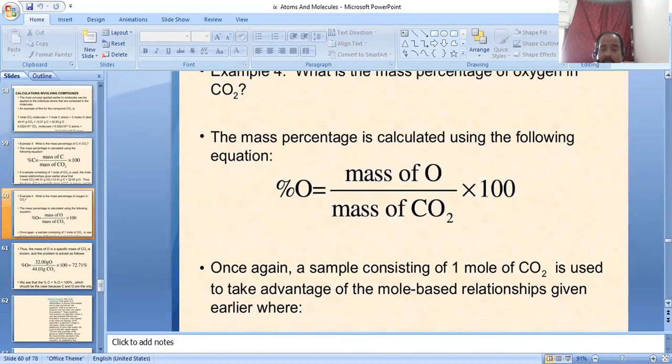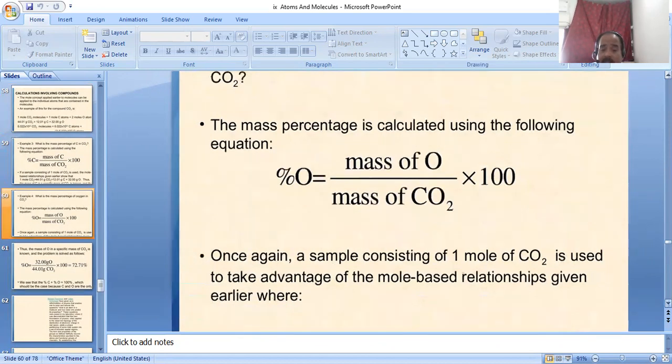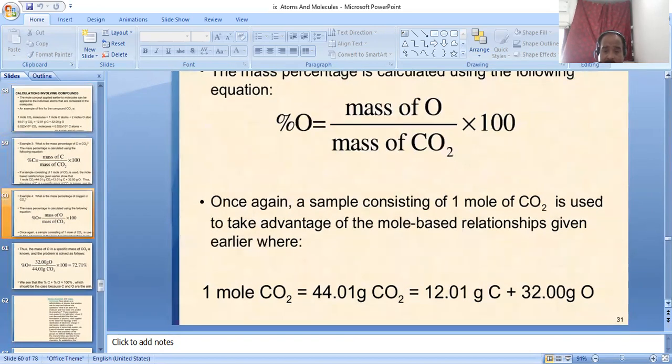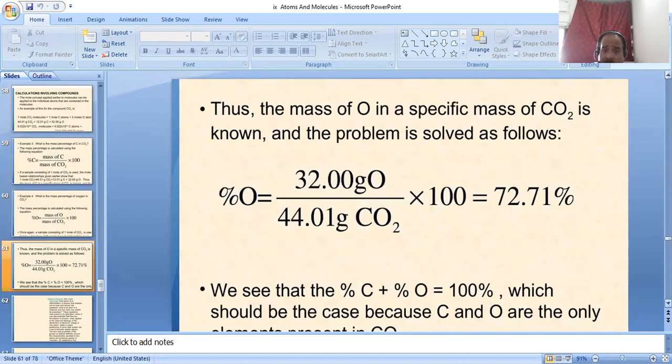So once again, a sample consists of 1 mole of carbon dioxide, used to take advantage of the mole-based relation given earlier. So 1 mole carbon dioxide equals 44.01 gram carbon dioxide, equal to 12.01 gram of carbon plus 32.00 gram of oxygen. So the mass of oxygen in a specific mass of carbon dioxide is known, and the problem is solved as percent of oxygen equals 32.00 gram of oxygen by 44.01 gram of carbon dioxide into 100. So the value is 72.71%.